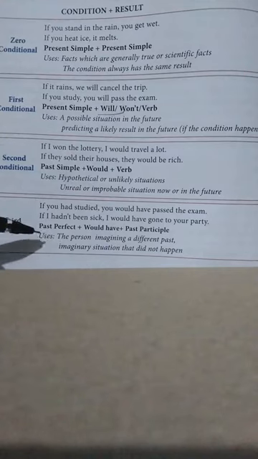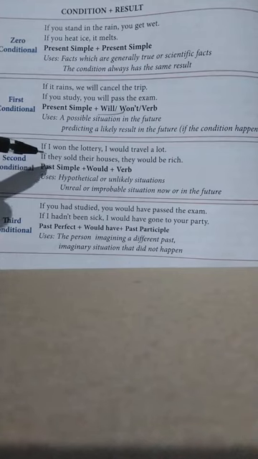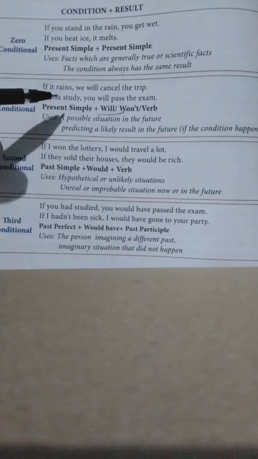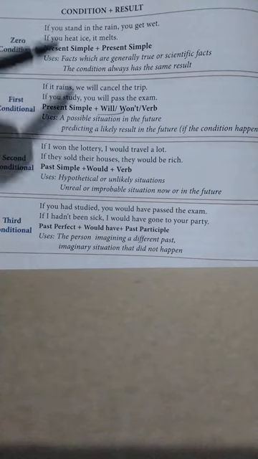And the third condition, two things. One is would have plus PPV, or in the if condition you will come across had plus PPV. In the second condition you will come across if plus past tense alone, right? And in the zero condition, sorry, in the present you will come across the verb alone. In zero condition this is the same, right?